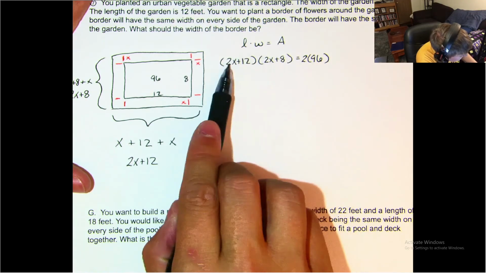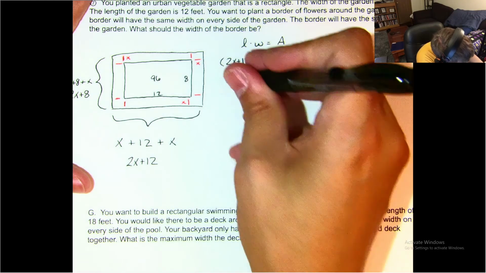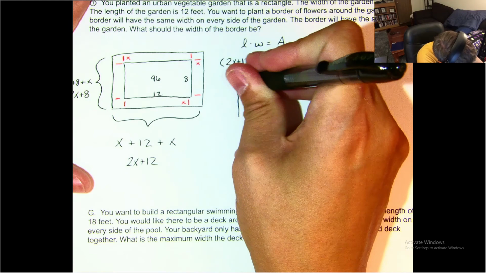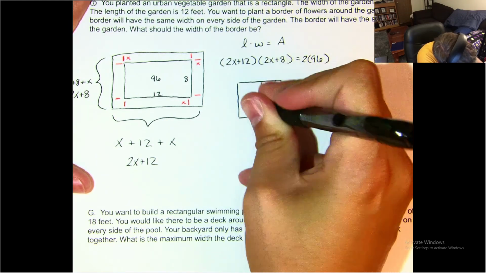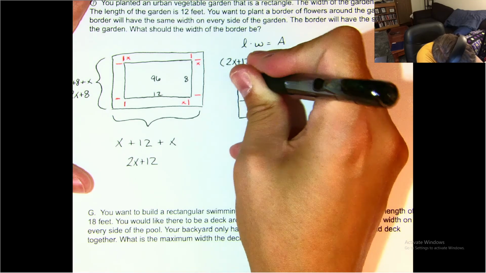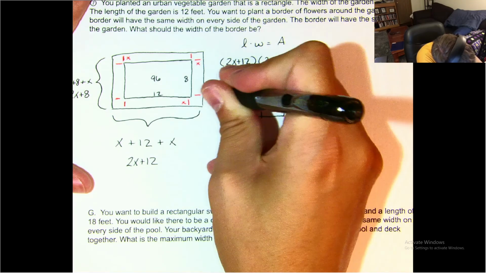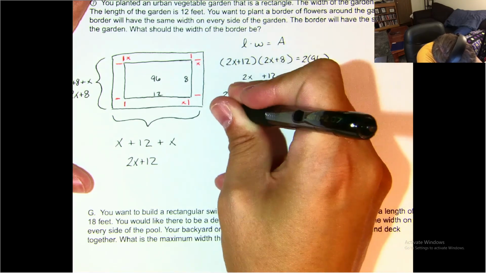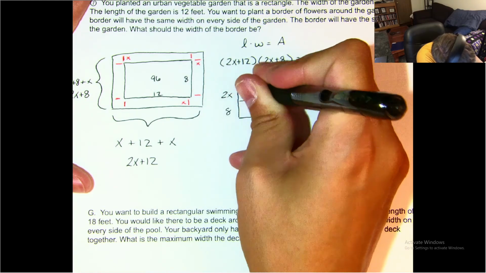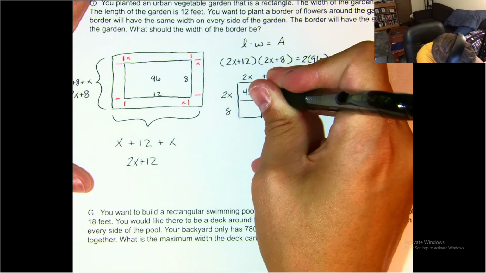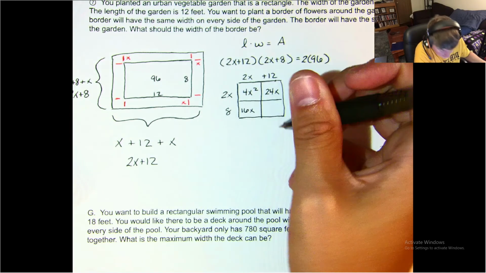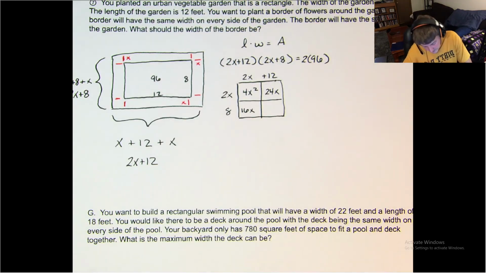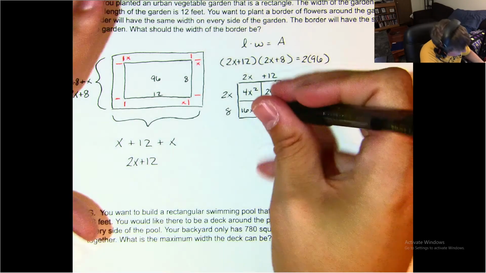Well, this is a problem where we're probably going to have to expand this out to solve this. So let's actually do our box method of multiplication. 2x and 12, 2x and 8 to get 4x squared, 24x, 16x, and then 8 times 12 is 96. Should have known that. That's okay.